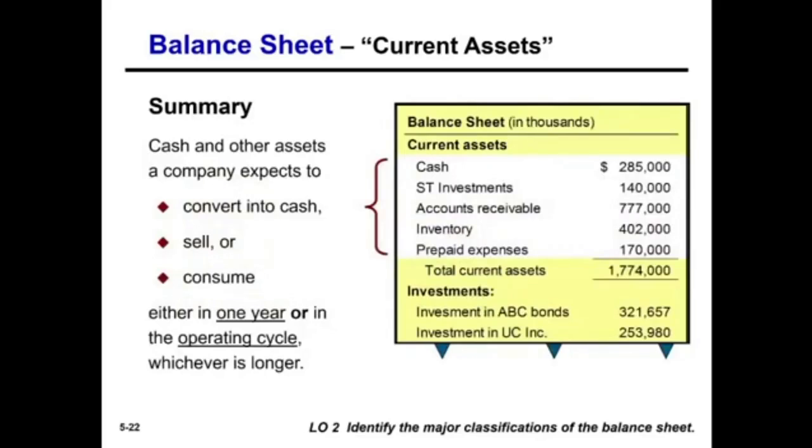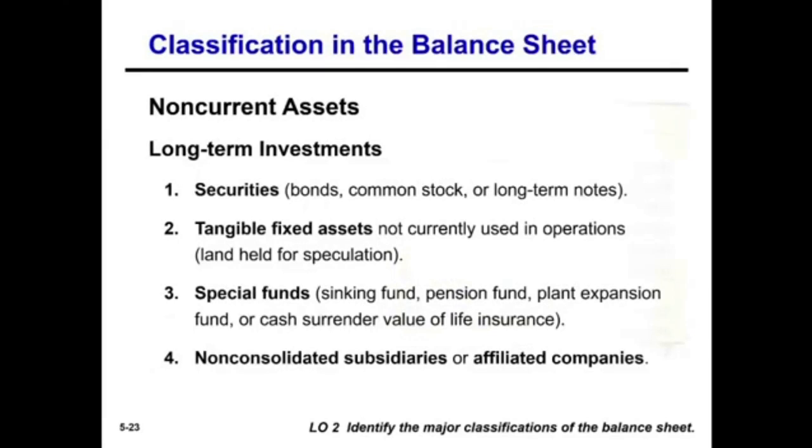A summary, basically, of cash and other assets of a company. So what's the summary? What are current assets? This is the definition of current assets, and this is the total current assets for a company, a picture of the whole thing. Now we're going to move from current assets to non-current assets. Non-current assets, generally speaking, include securities, tangible fixed assets or PP&E, special funds, and non-consolidated subsidiaries or affiliate companies. We're going to look at each one of them separately.